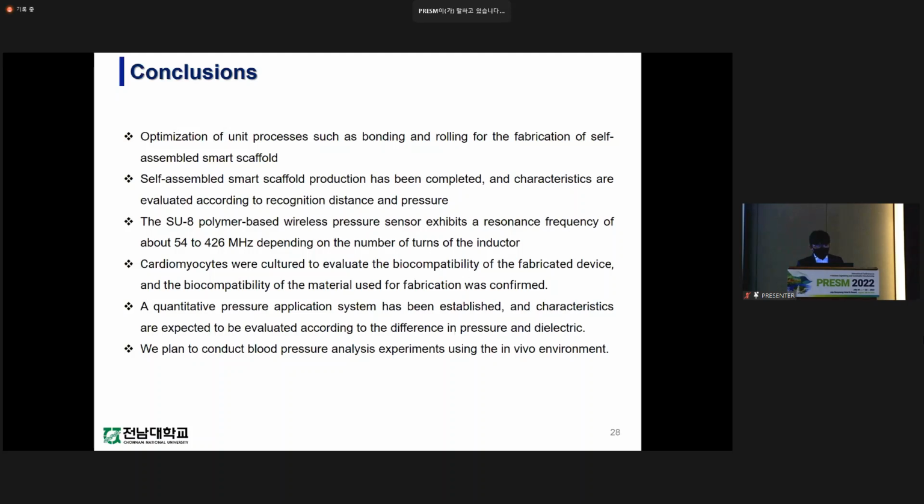Cardiomyocytes were cultured to evaluate biocompatibility of the fabricated device, and the biocompatibility of the material used for fabrication was confirmed. A quantitative pressure application system has been established, and characteristics are expected to be evaluated according to the difference in pressure and dielectric. In the future, we plan to conduct a blood pressure analysis experiment in the in vivo environment.